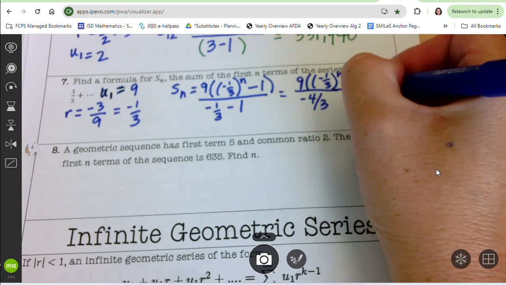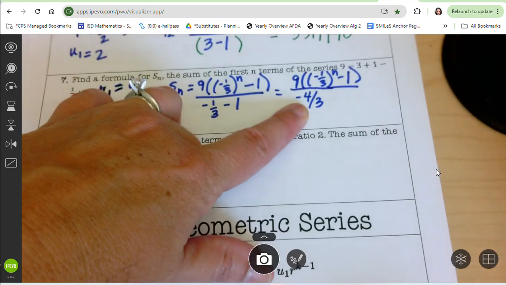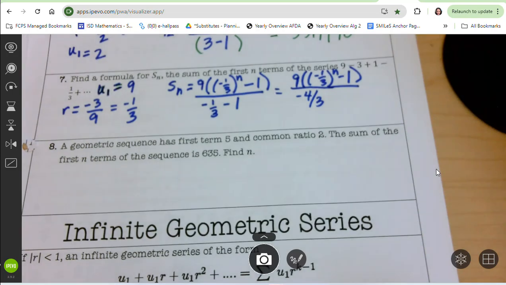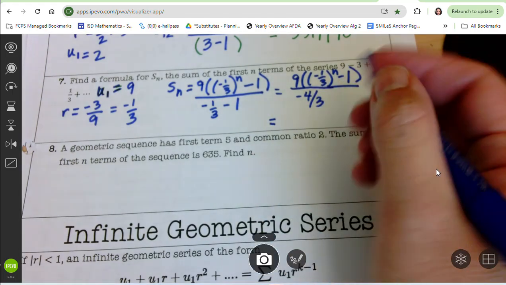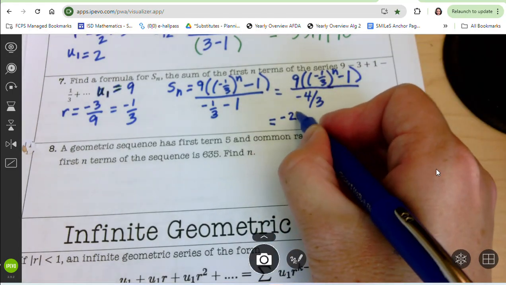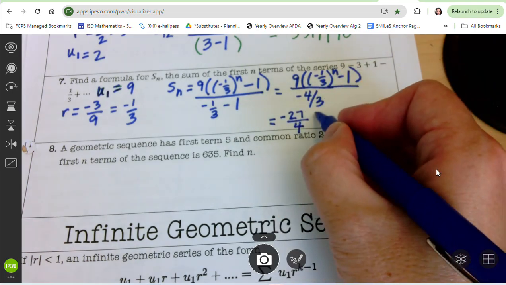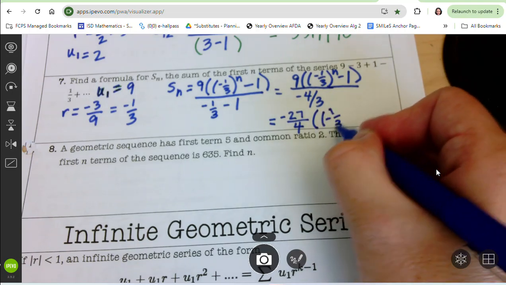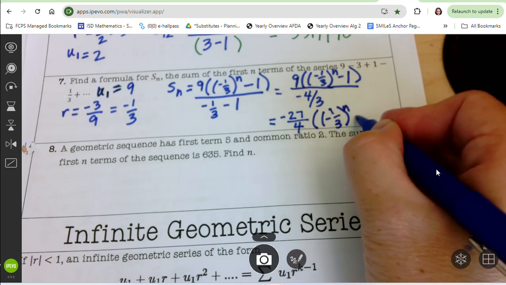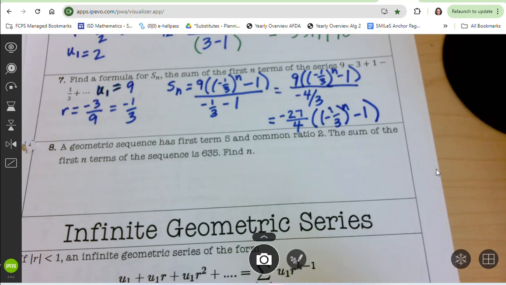Like that. So you could leave it like that, or you could divide 9 by negative 4/3 to make a nicer coefficient there. It would give you a coefficient of negative 27/4 if you do 9 divided by negative 4/3, and then you would have negative 1/3 to the n, and then minus 1. So I did simplify a little bit, but you really don't have to simplify that much.